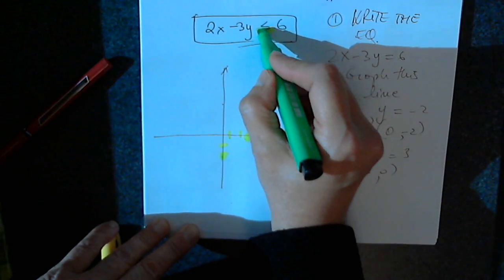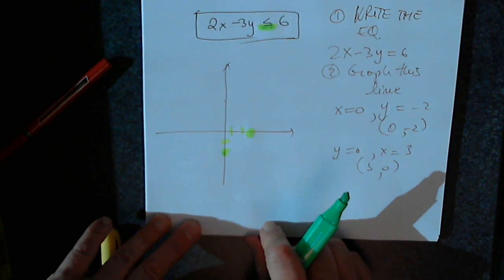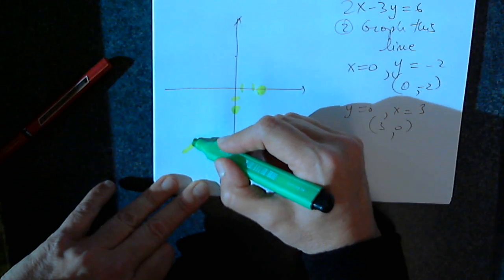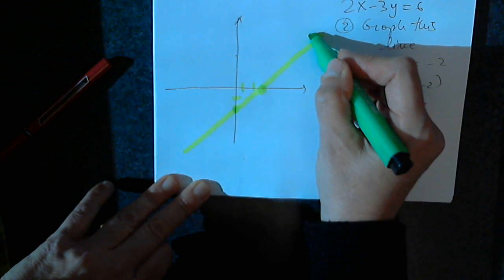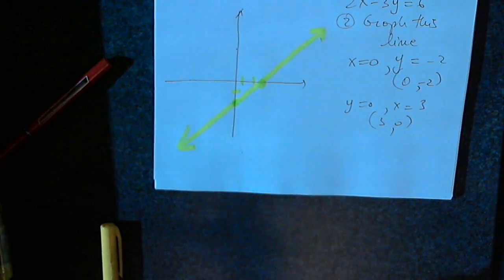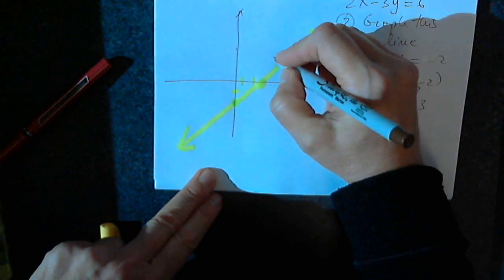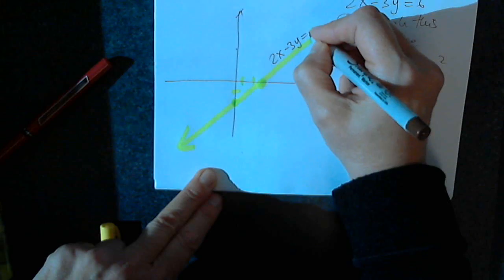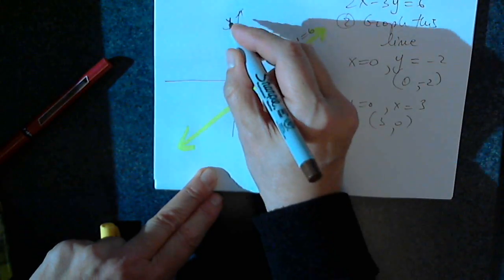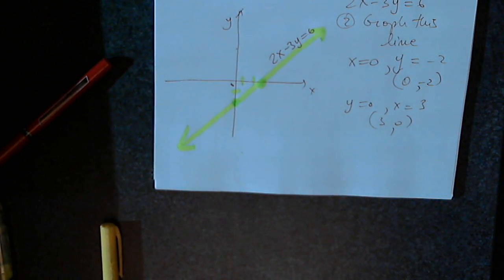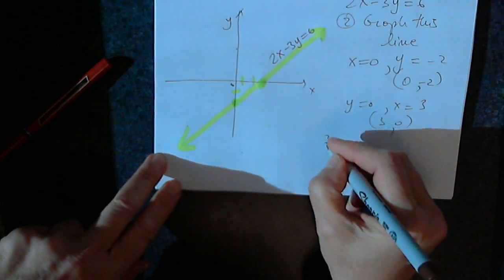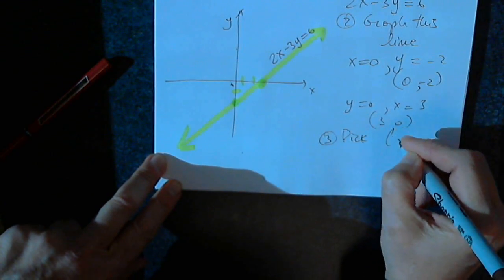Since there is an equal symbol here, I will graph the equation as a solid line. I will write somewhere, as we talked about a long time ago, 2x - 3y = 6. I did not graph the inequality. I only graphed the equation. And finally, in step 3, I pick (0, 0).